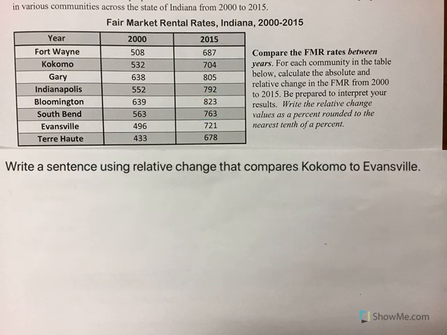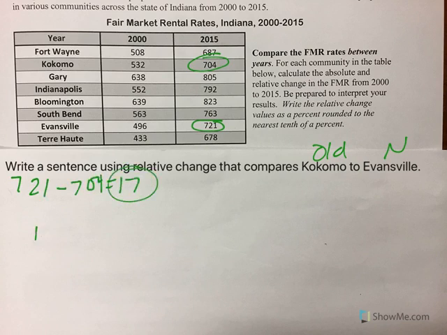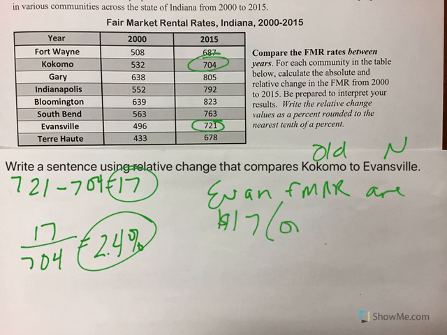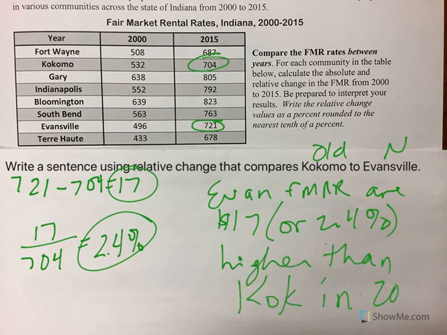Let's compare Kokomo to Evansville. So Kokomo is old, Evansville is new. There's Evansville, there's Kokomo. So new minus old, 17. 17 divided by old gives me a 2.4%, rounded to the nearest tenth. So Evansville, fair market rental rates are $17 or 2.4% higher than Kokomo in 2015. And that's it.